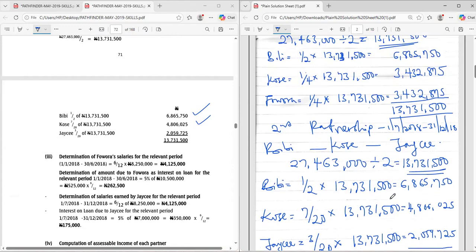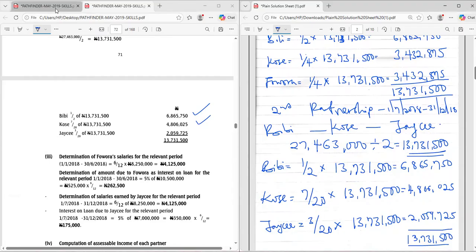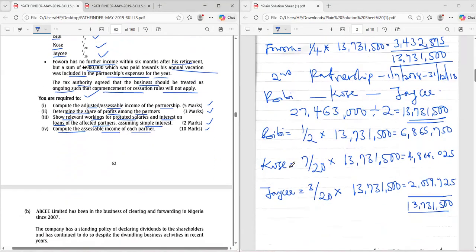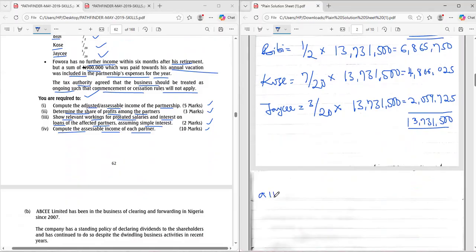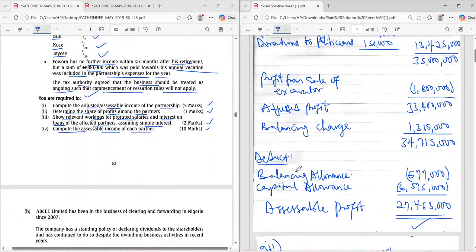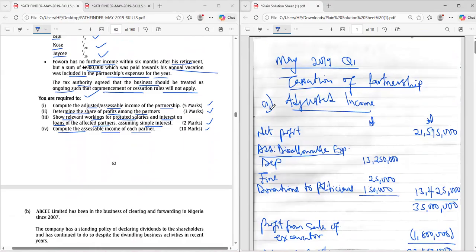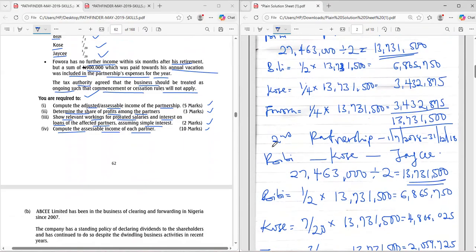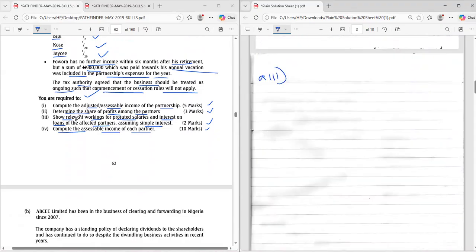No challenge now. All right, so let's move to the next part, AIII. Okay, AII. Show the relevant workings for prorated salaries and interest on loan of the affected partners, assuming simple interest. It's prorated because they did not work up to 1 year, the other guy 6 months. So we're doing two things.